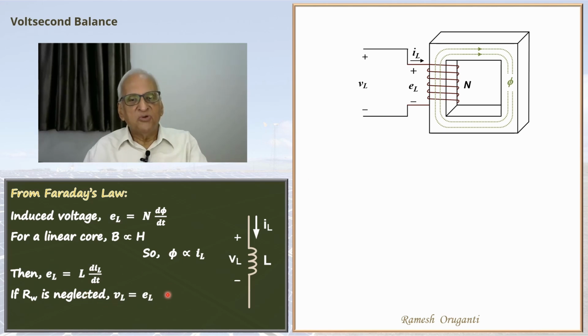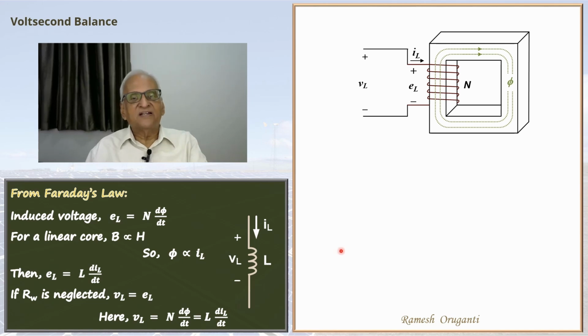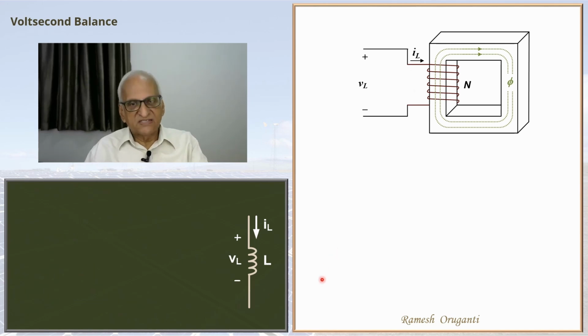So then VL will be equal to EL, and these equations can be expressed in terms of VL. VL is N d phi by dt equal to L d IL by dt. Next, let's consider an inductor in a circuit in steady state.